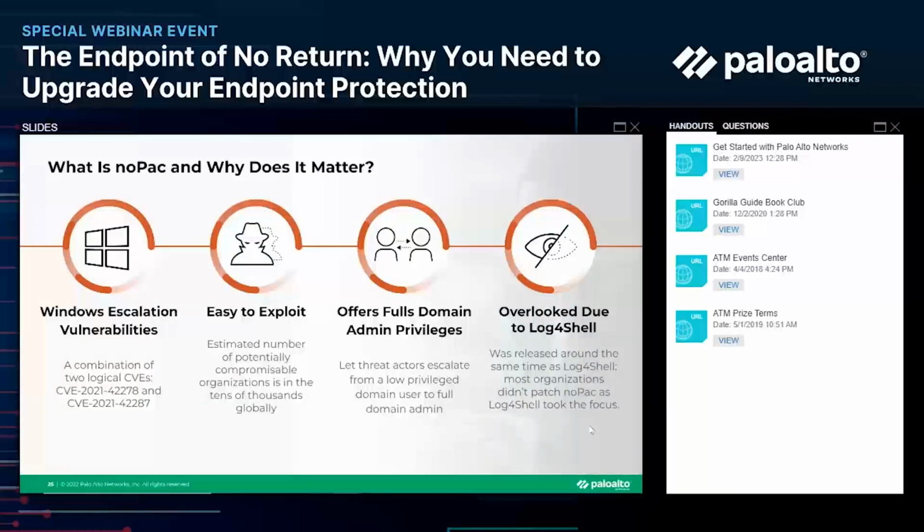This attack was rather easy to execute, and thinking about the sheer number of Active Directory environments out there, we know it is a large number of organizations that could potentially be compromised. This vulnerability was also a bit overlooked at the time because most organizations were focused on the critical patching for the Log4Shell vulnerability.